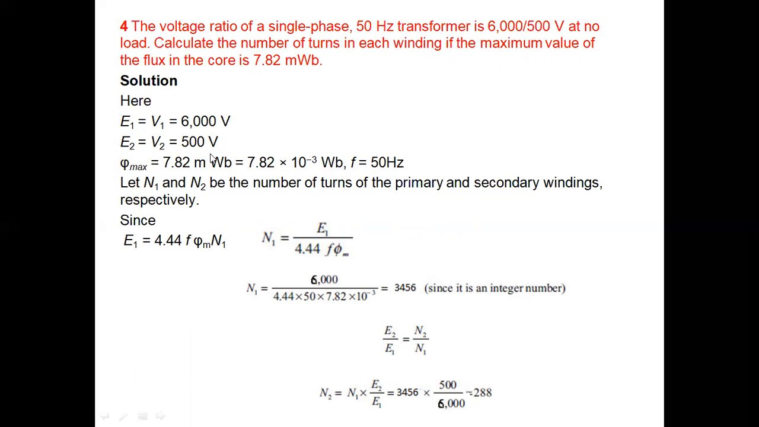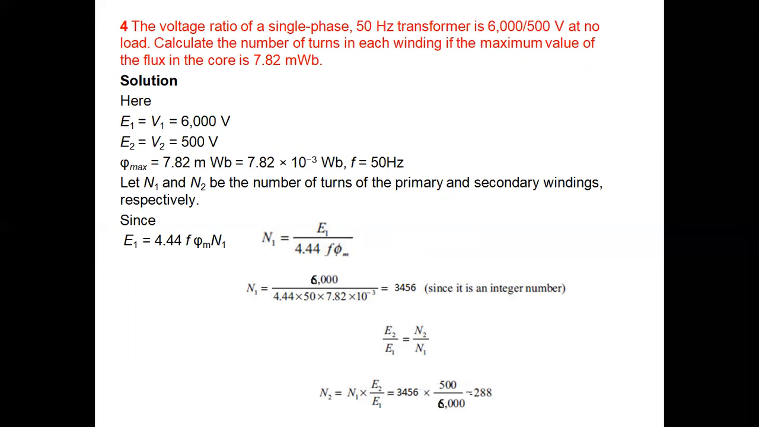So from the data, we need to observe the convenient equation that we can use. From this, we can select E1 equal to 4.44 f phi m N1 as the formula for the calculation of N1. This is the rearrangement. All the data are specified. Place it and we can calculate N1 as 3456. Sometimes based on the data you may find a fractional number, but remember the number of turns we generally take as an integer. That's why this is the integer number 3456.